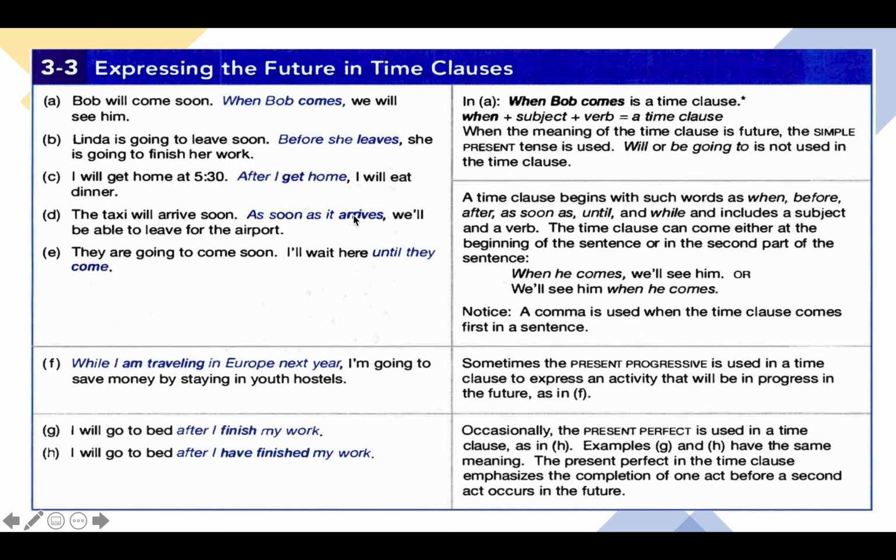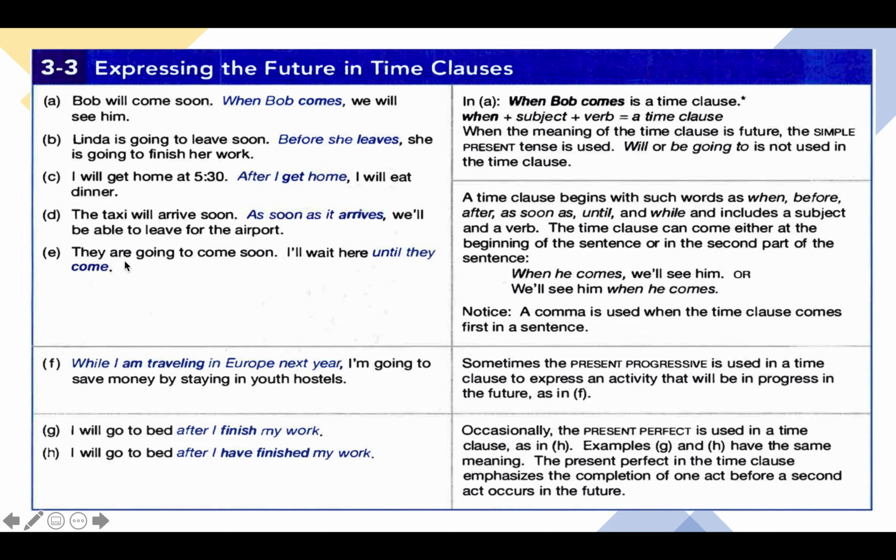As soon as it arrives in the future, we're talking about an action in the future, but we can't use future simple. We can use only present simple tense, right? Present simple. As soon as it arrives, we will be able to leave the airport.